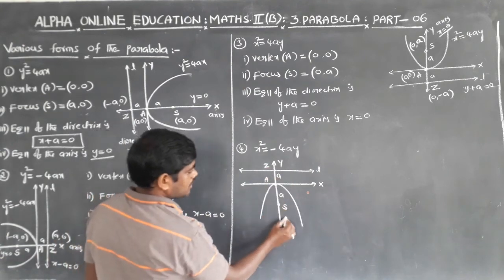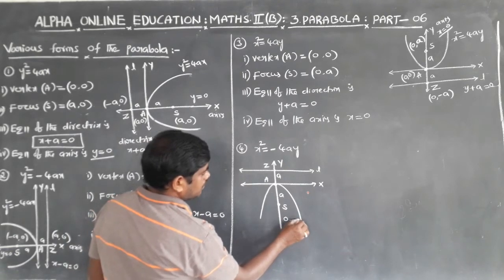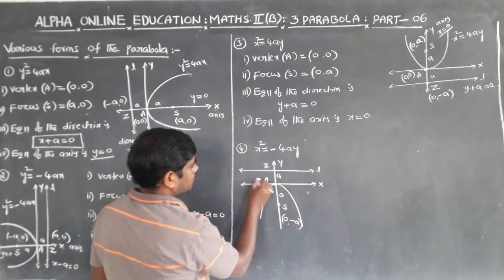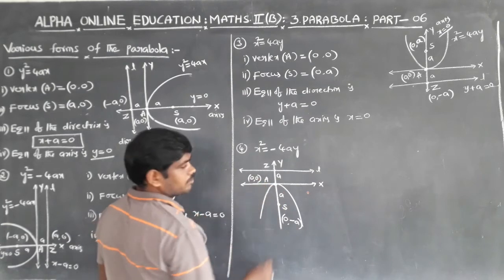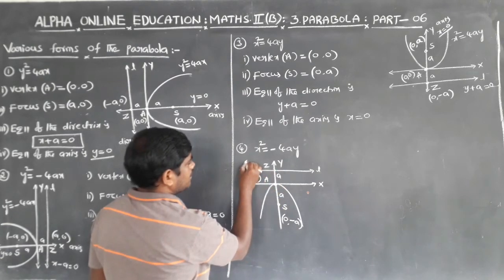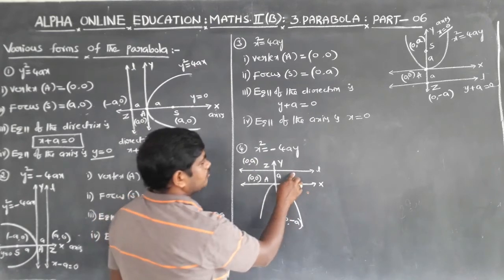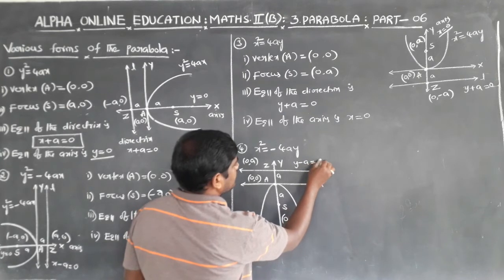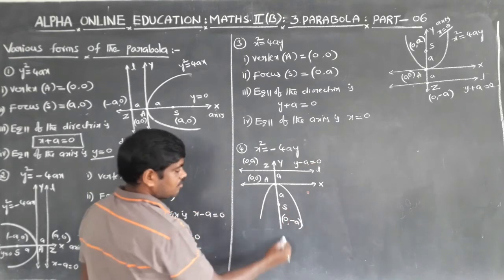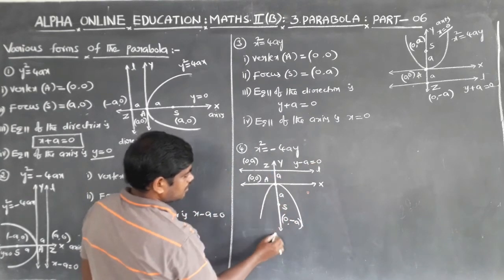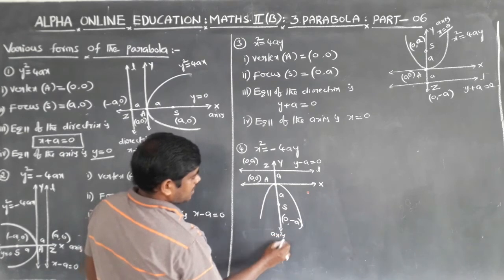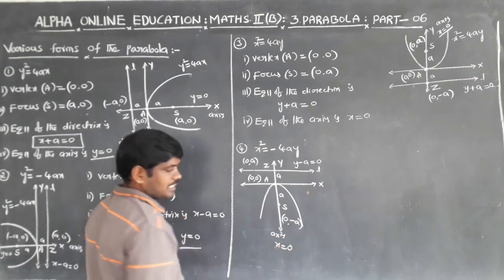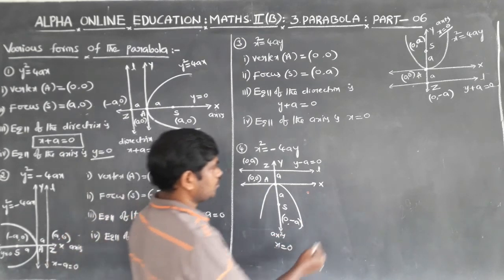So focus 0 comma minus a. Vertex 0 comma 0, Z 0 comma a. Here equation of the directrix y minus a is equal to 0. This is the axis. Y-axis equation x is equal to 0.